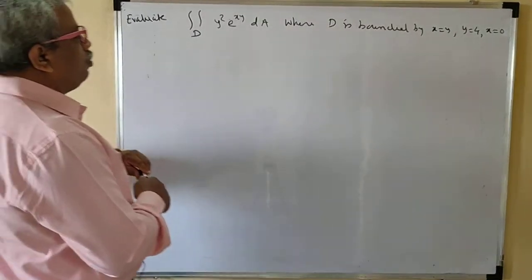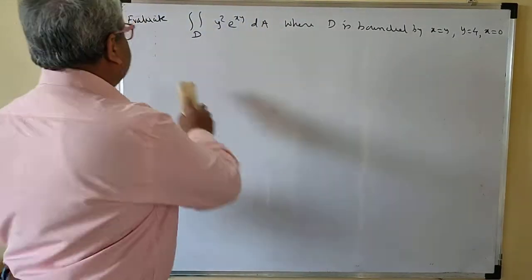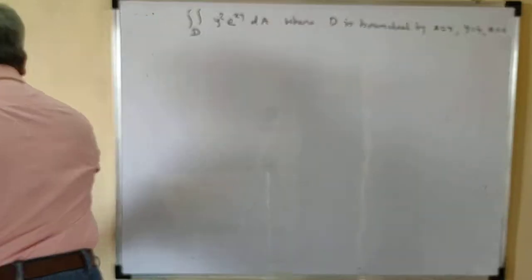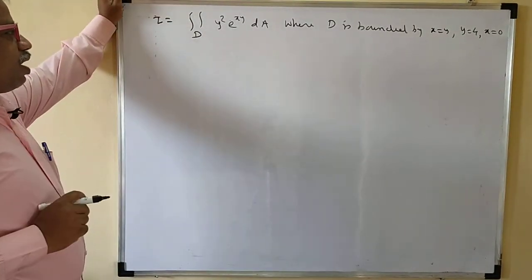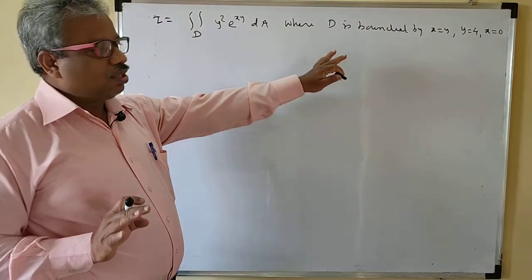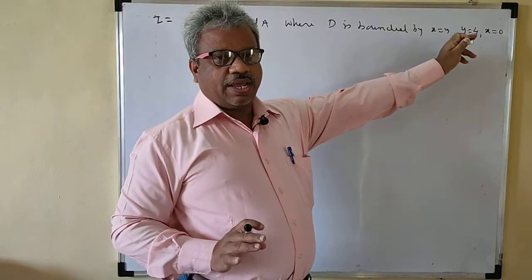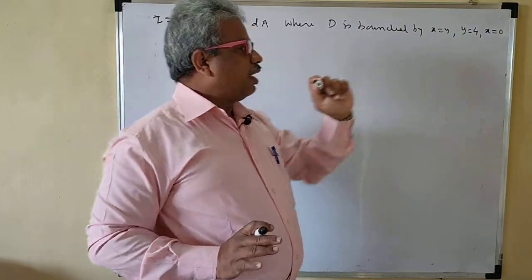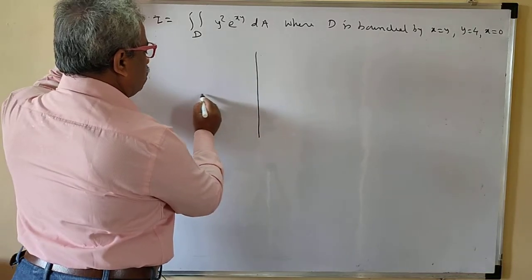So we'll do the solution. Let I be equal to this. First we have to draw the region. Now your D is bounded by x is equal to y, y is equal to 4, and x is equal to 0, and easily you can draw this region now.